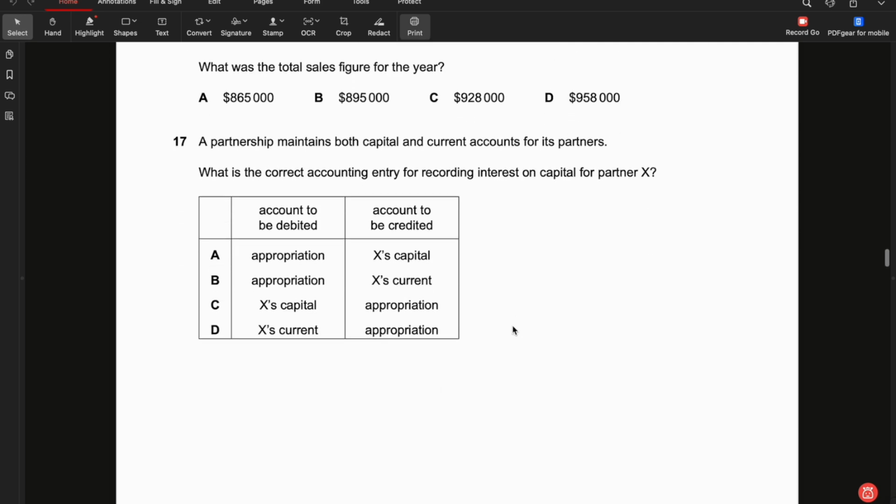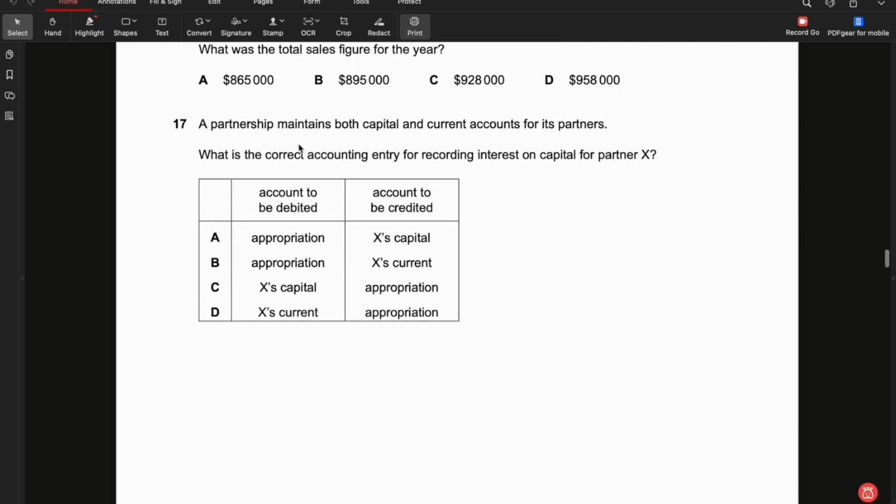Now let's go to next one. A partnership maintains both capital and current account for its partners. Which is the correct accounting entry for recording interest on capital for partner X? So here capital account and current account is maintained so that the capital amount remains fixed. This is called fixed capital method.